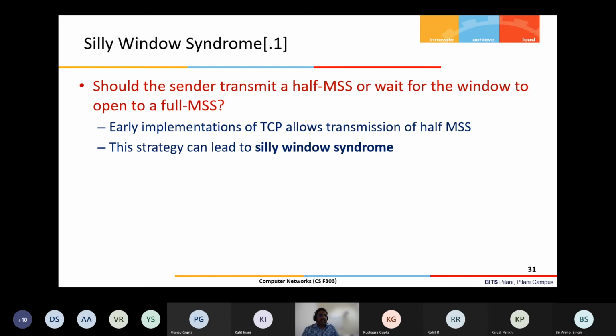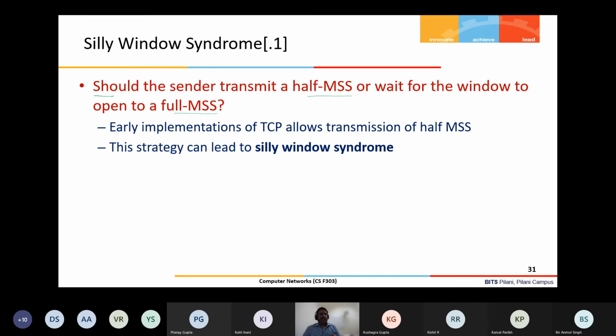This is another very interesting thing that is called the silly window syndrome. This is a problem, basically. Let us understand what exactly it is, and then we'll discuss one solution as well. The silly window syndrome problem is like this: should the sender transmit a half MSS or wait for the window to open to a full MSS?